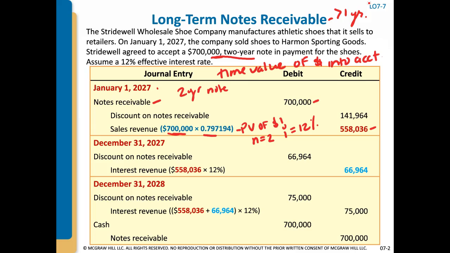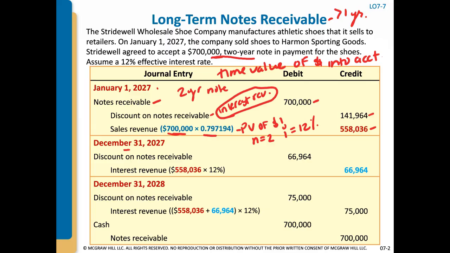and that gives you $558,000. The difference is going to be this discount on notes receivable, this 141, which is really going to be interest revenue over the course of the loan of the receivable. And we'll go through that.